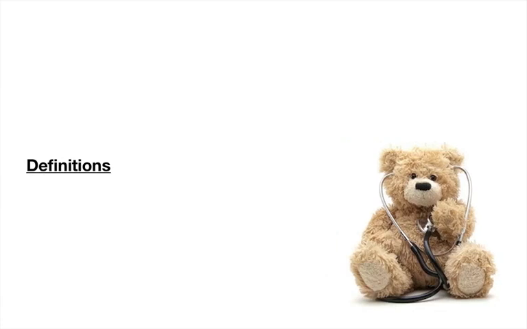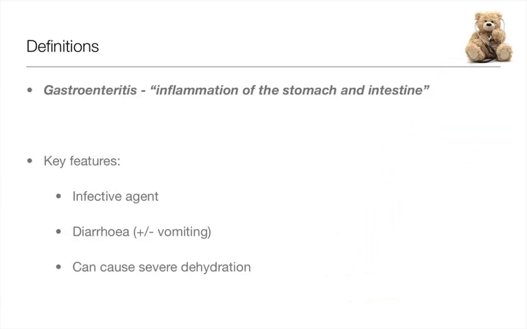So just going through definitions. Gastroenteritis is the inflammation of the stomach and intestine, and it's usually due to an infective agent. In young children, it's characterised by sudden onset of diarrhoea with or without vomiting. The enteric virus is the usual cause of gastroenteritis, but it's also caused by bacterial or protozoal infections. Bacterial gastroenteritis presents differently from viral, so it's useful to think about them in two classifications.